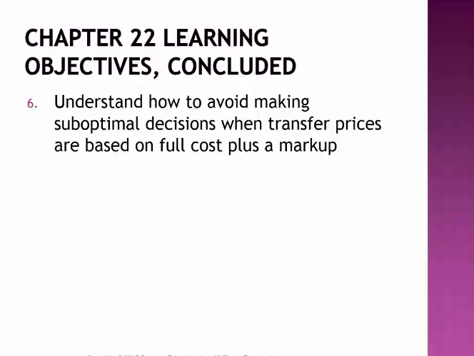We will learn about goal congruence and how goal congruence in a way is made up of 2 things: the goals of the corporation and then those individual managers' goals. Again, this is a testy subject, and it's very important that you all as management accountants understand how to avoid making suboptimal decisions when transfer prices are based on full cost plus a markup. We've learned in a prior chapter what markup is. It's basically taking a particular number and multiplying it times a percentage in order to increase it, including a markup.